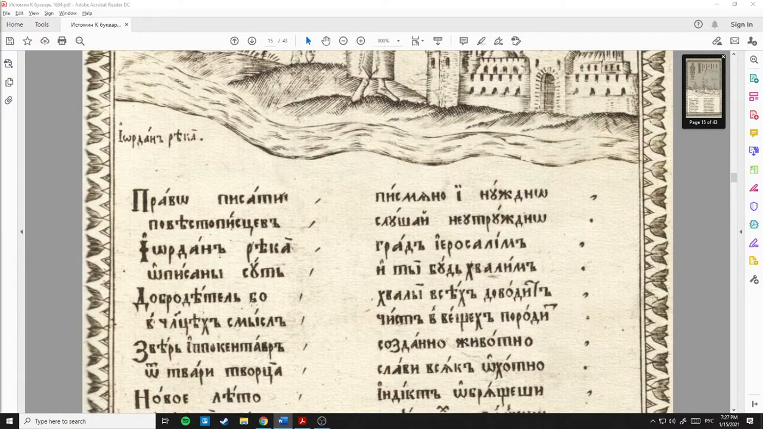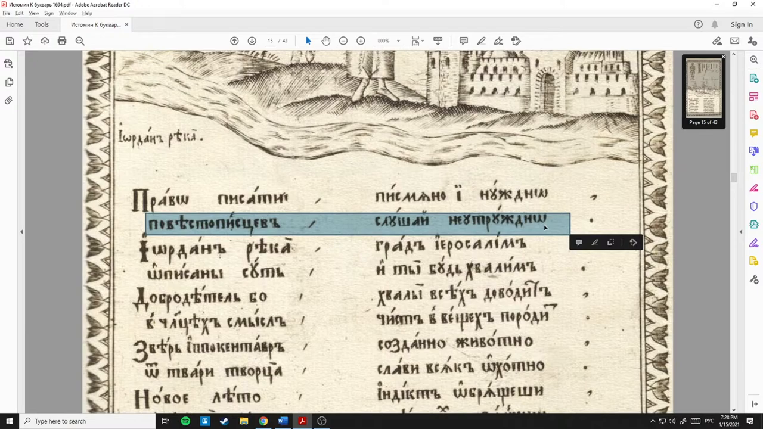Dobrodietel, so virtue, bo. So this is the old Slavic form of dla, for. Chwali всех dovodit. Virtue brings everyone. Virtue for praising brings everyone. Tirelessly. That's perfect. Okay, so the writers of history, listen to them tirelessly. That would make perfect sense.